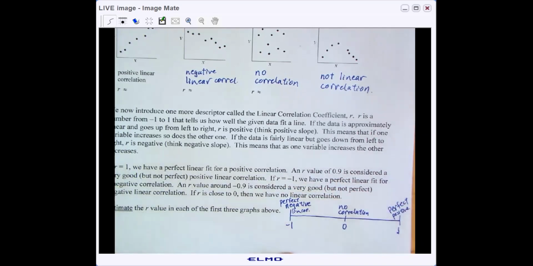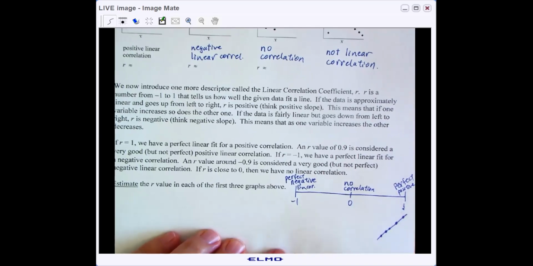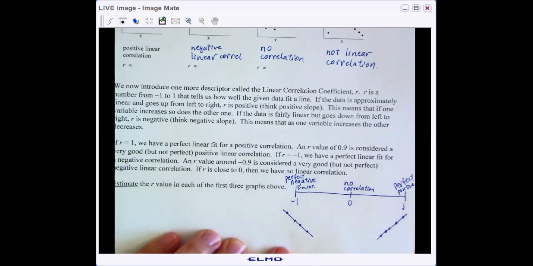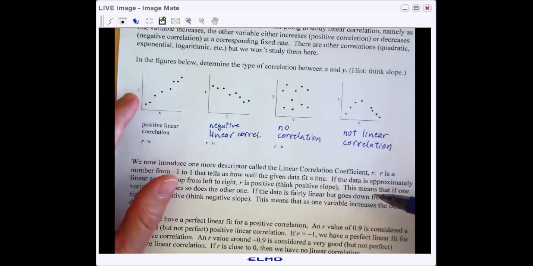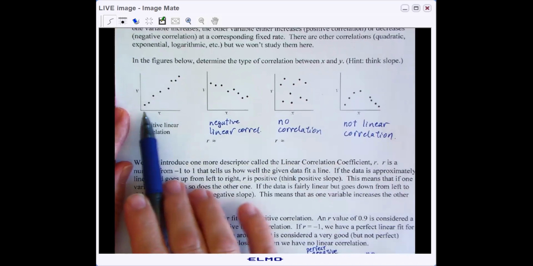Okay. And so what does a perfect positive correlation look like? It would look like a line where every single dot is on that line, and the line has positive slope. Perfect negative linear correlation is, again, all the dots lie exactly on a line, but this time the line has downward negative slope. Okay. So what I'd like you to do is go back up here and try to guesstimate what the r value is for each of these graphs.